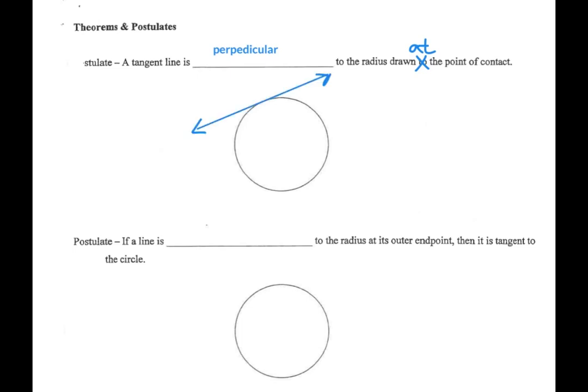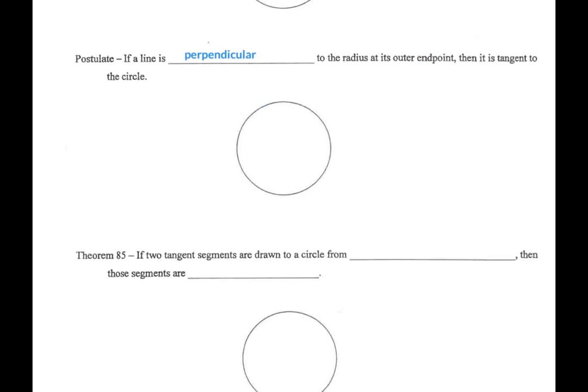So if we have a tangent, if we're going to go from the center to the tangent, the line will be perpendicular to the radius drawn at the point of contact. The next postulate says that if a line is perpendicular to the radius at its outer endpoint, then it is tangent to the circle. So if we know that this line is perpendicular to the radius, then it is the tangent. All right.